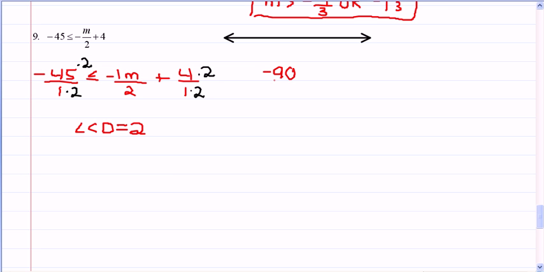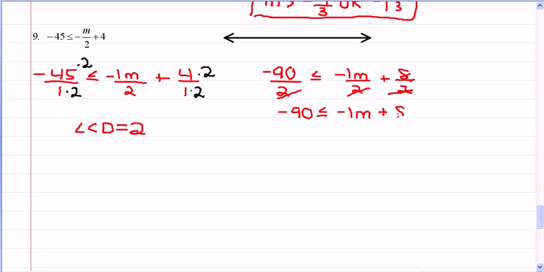And I have negative 90 over 2 is less than or equal to negative 1m over 2 plus 8 over 2. The 2's cancel, and I have negative 90 is less than or equal to negative 1m plus 8. And in solving for m, the negative 1 is being multiplied by m. So I want to subtract 8 from both sides first, and negative 90 minus 8, I'm adding two negatives, so it's negative 98 is less than or equal to negative 1m.